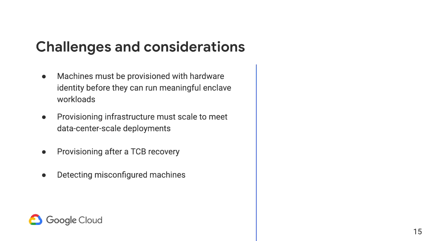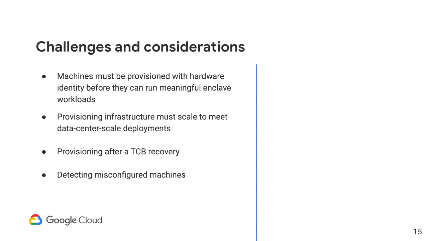So one of the most fundamental requirements for a TEE deployment is that machines must be provisioned with their hardware identity before running enclave workloads. When we're working with data center scale deployments, getting 100% of machines provisioned is actually quite hard. There are instances where we cannot provision a machine due to any number of reasons, ranging from hardware failures to outdated software on that machine to even downtime of services that are in the provisioning path.